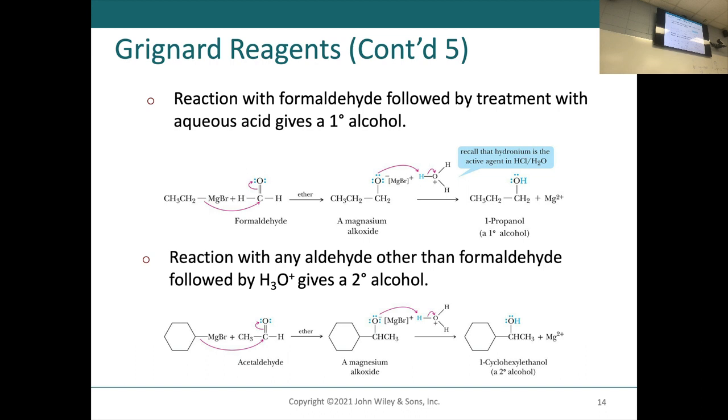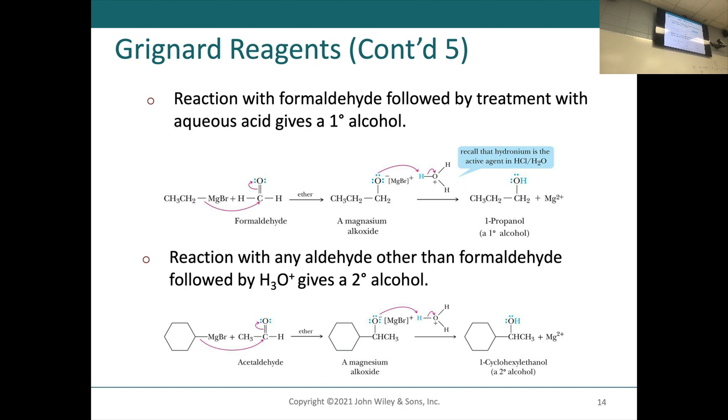So if I want to make a primary alcohol, I can take a Grignard and formaldehyde. There's supposed to be a C on that H3 at the end. Oh, yep. Good catch. Here's an example where we take a Grignard reagent and react it with an aldehyde that's not formaldehyde. It's already got a carbon bonded to it. We're going to make another carbon bond, and now we're going to make a secondary alcohol. So I can take a Grignard and an aldehyde, and I can make a secondary alcohol.